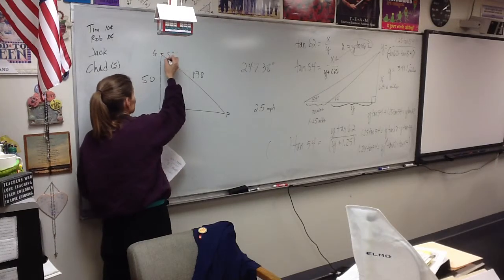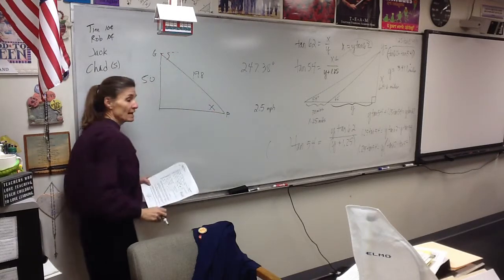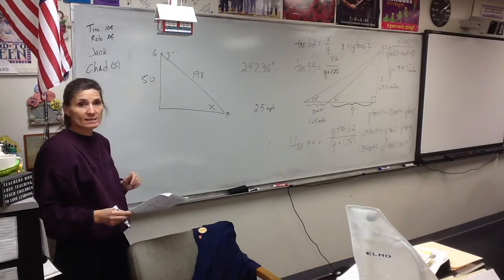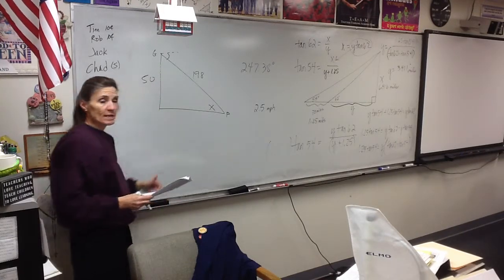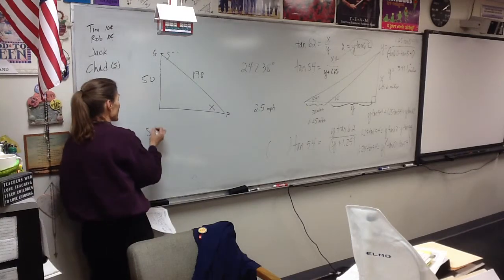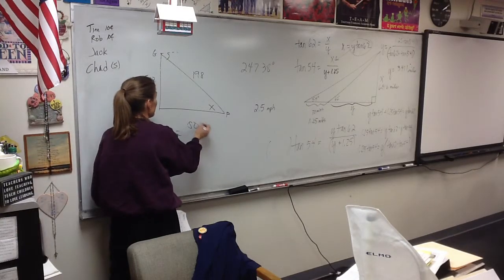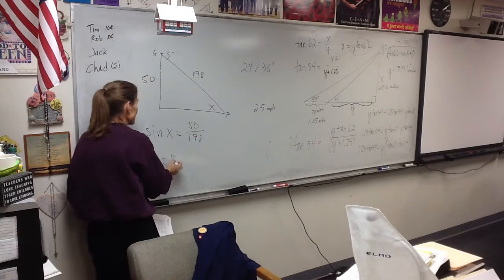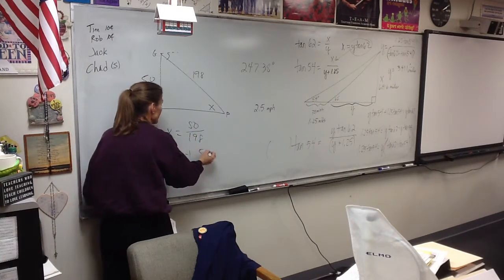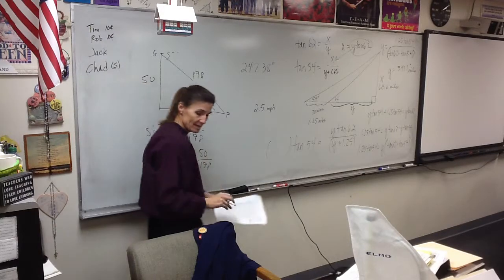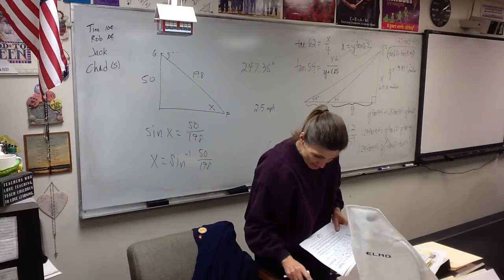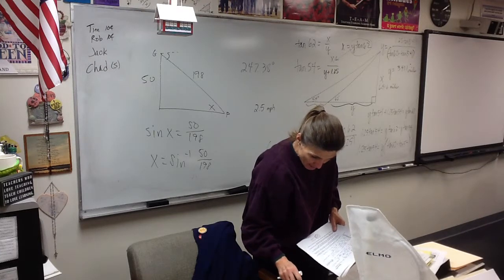That would be this angle, or I will use that angle. The angle of elevation and the angle of depression are always the same, so I would prefer to use that one. Sine x equals 50 over 198. So x is the angle whose sine is 50 over 198. Second sine, remember you're finding an angle. So second sine, 50 divided by 198.